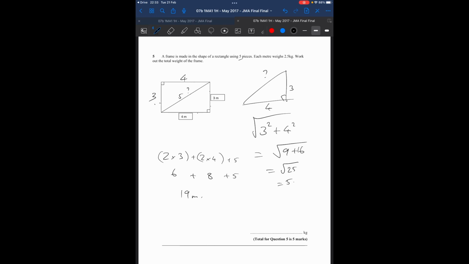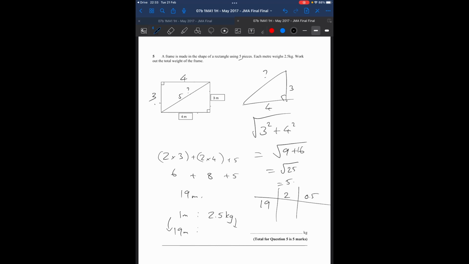Okay, so 1 meter is 2.5 kilograms. So I've got 19 meters. So I've got to multiply that up 19 times, haven't I? So 19 times 2.5. How am I going to do that? I'm going to use a grid. So I'm going to do 2.5.